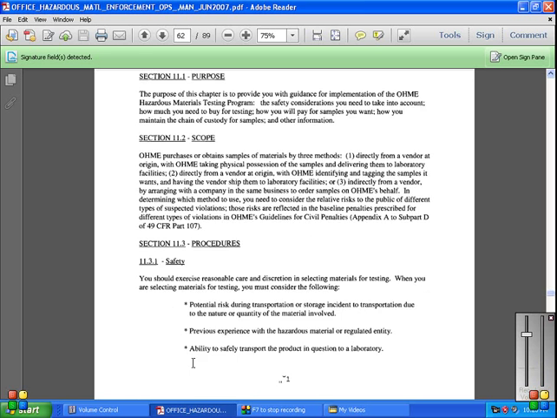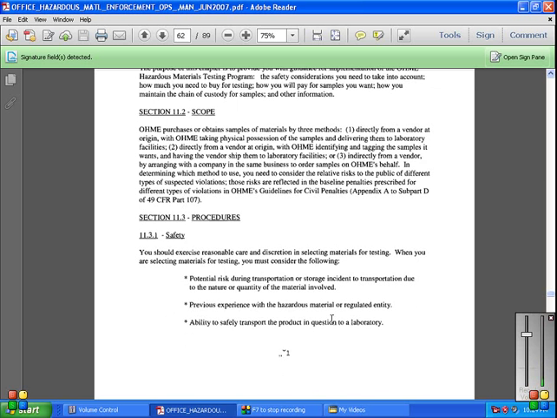11.3.1 Safety. You should exercise reasonable care and discretion in selecting materials for testing. When you are selecting materials for testing, you must consider the following: potential risk during transportation and storage, incidents involving transportation due to the nature and quantity of the material involved, previous experience with the hazardous material and the regulated entity, and the ability to safely transport the product to the laboratory.